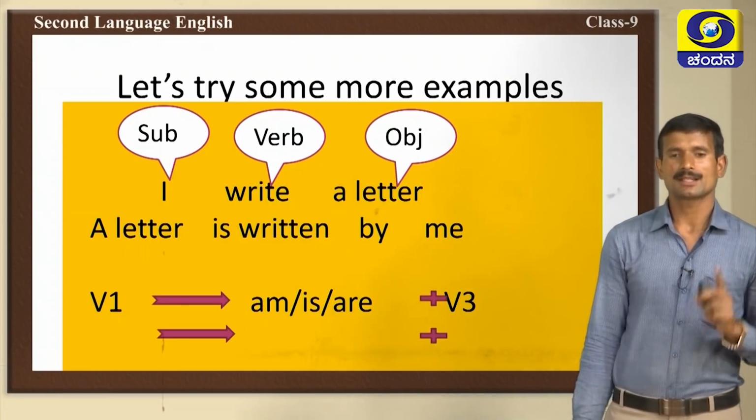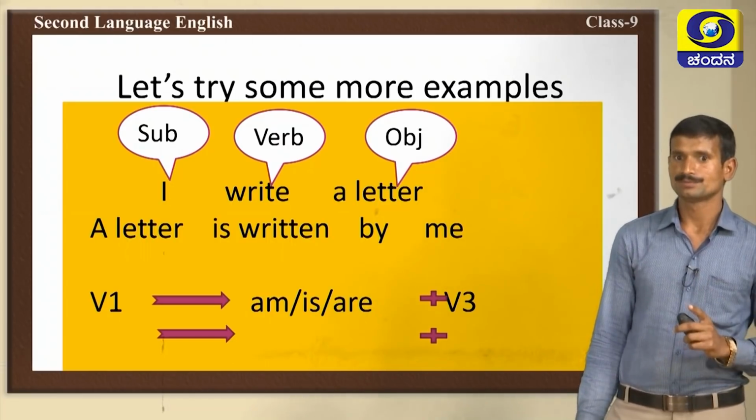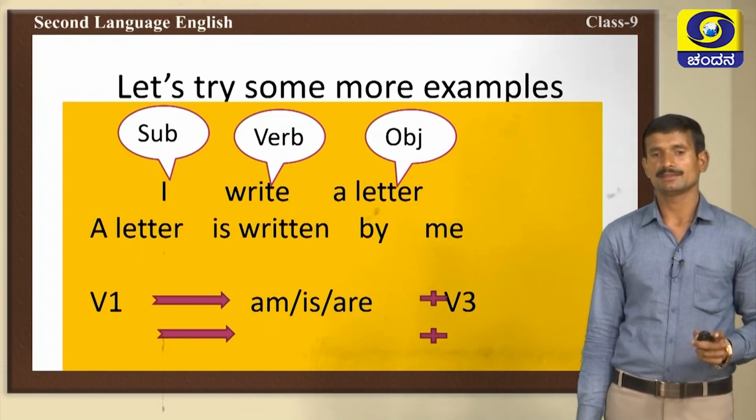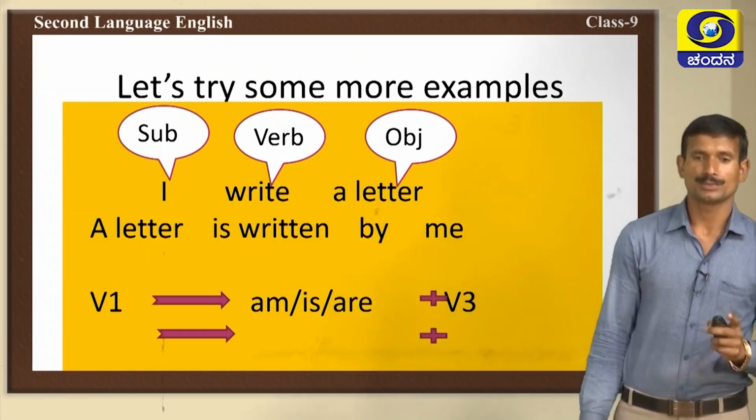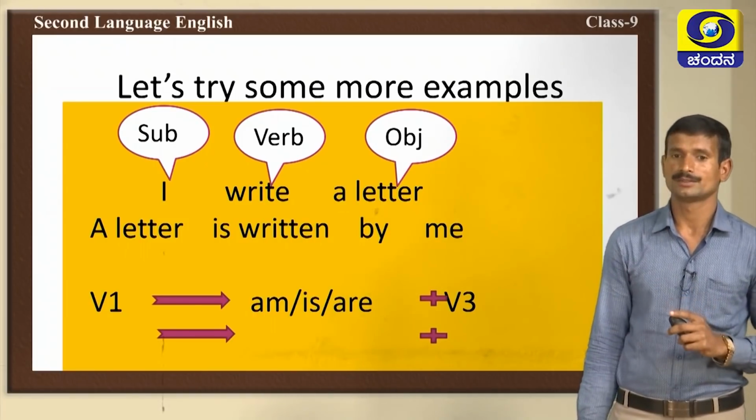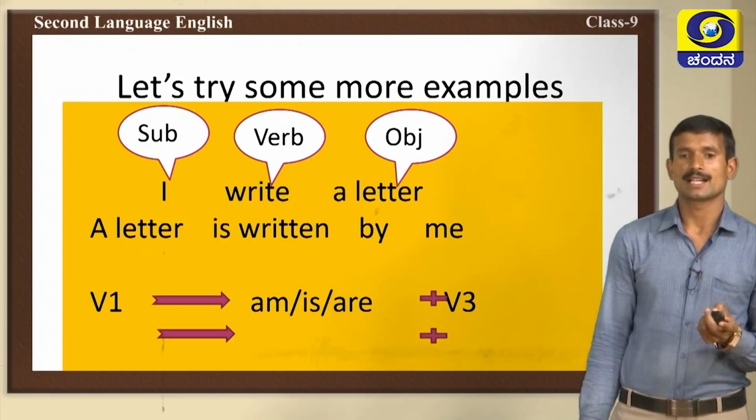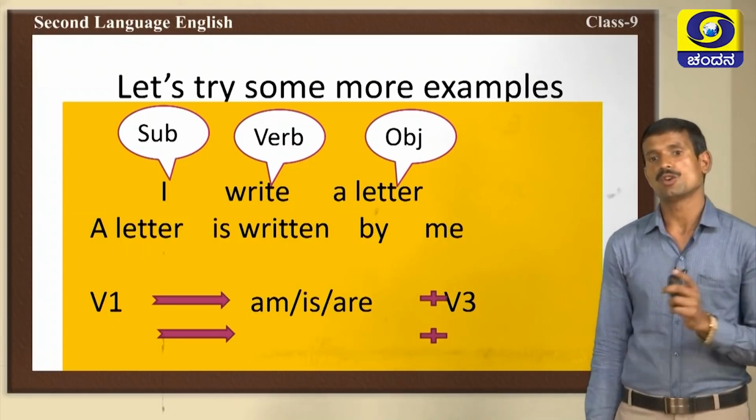If it is the subject I, we should use am. If it is the third person singular, we should use is. If it is plural, we should use are. Then verb 1 or verb 2 changes into verb 3.